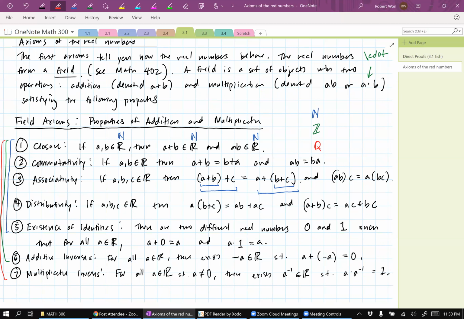Okay, so these axioms we're allowed to assume for the real numbers, but the first 5 I can assume for naturals, the first 6 I can assume for integers, and I can also assume these all for the rational numbers. This is because the rational numbers are also a field. The reals are not the only field. These axioms just say that the real numbers are a field.